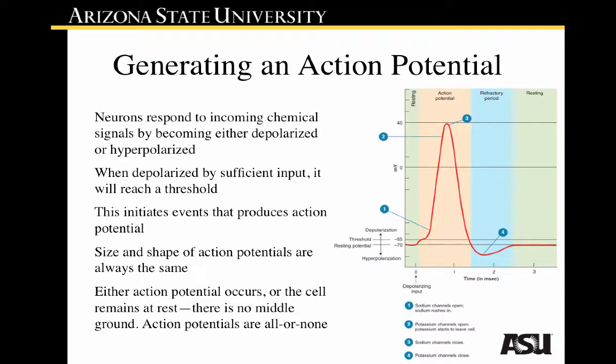So neurons respond to incoming chemical signals by becoming either depolarized or hyperpolarized. When it's depolarized by a certain amount, it reaches a threshold, and this initiates events that produce the action potential. The size and the shape of the action potentials are always the same. You're either firing or you're not firing. Either the action potential occurs or the cell remains at rest. There's no middle ground between these two things. These action potentials are what are called all or none. It's not just that an action potential is somewhat activated. It's either happening or it isn't.